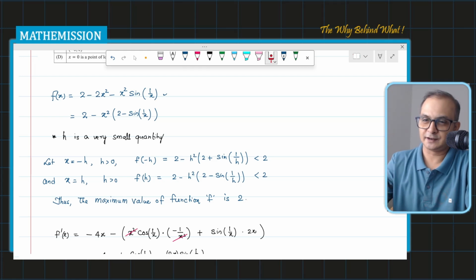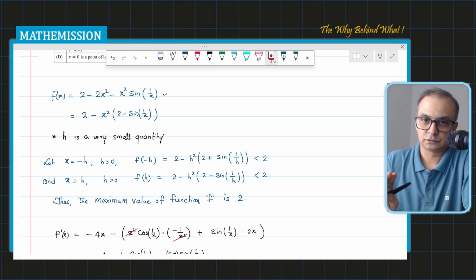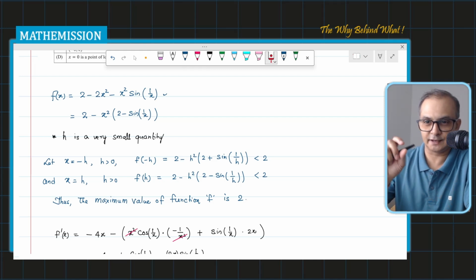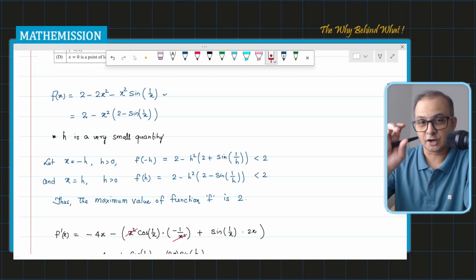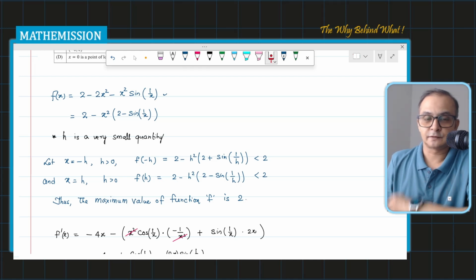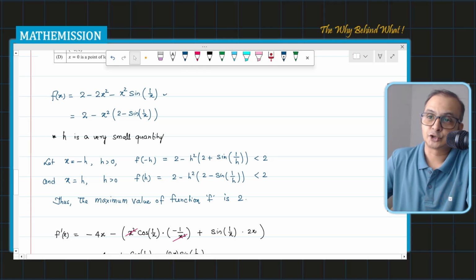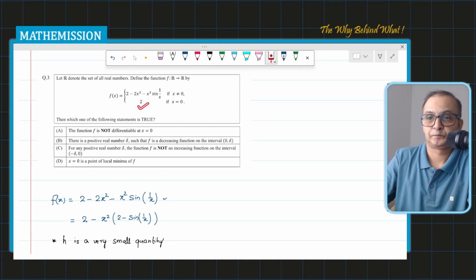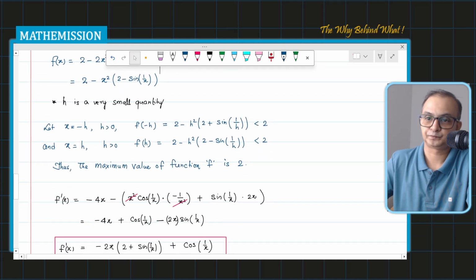Alright, so this is the clear understanding: whether we go from the left hand side to 0 or from the right hand side to 0, or in simple terms, the limit we are finding at 0, the value of the function is approaching 2 only from below. It means the function's maximum value will always be 2, because when you substitute x equal to 0, it is 2 by the definition. Correct? So the maximum value of the function is always 2, no doubt.